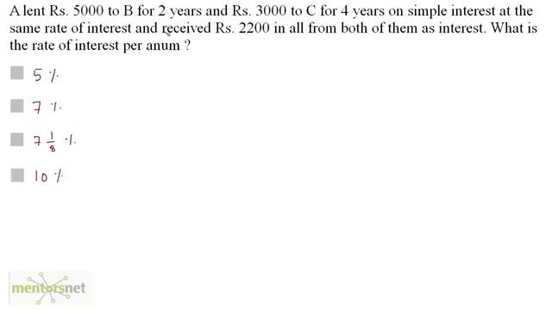Well, A received 2,200 rupees from both B and C as interest. So simple interest paid by B plus the simple interest paid by C will be equal to 2,200, isn't it? Now simple interest paid by B will be equal to PNR upon 100. P is 5,000 times N is 2 years times R, which we have to find, upon 100.